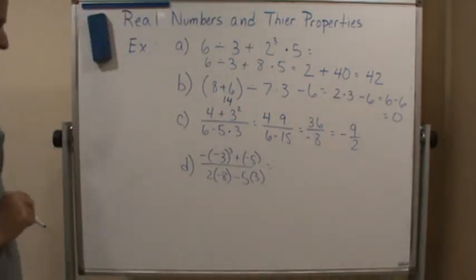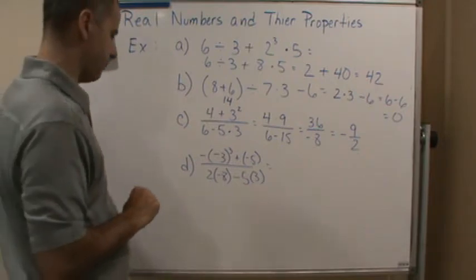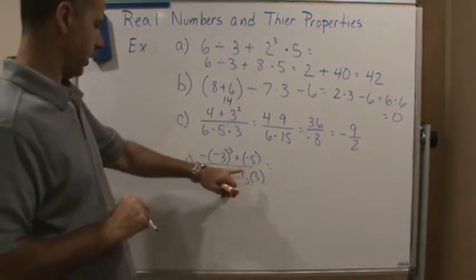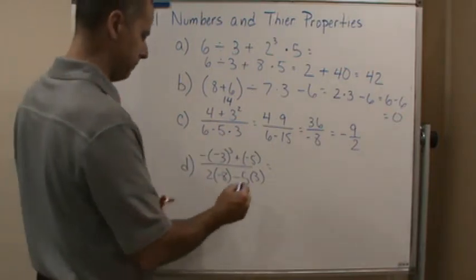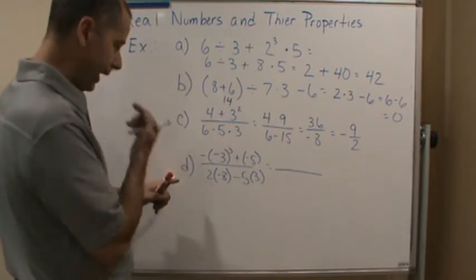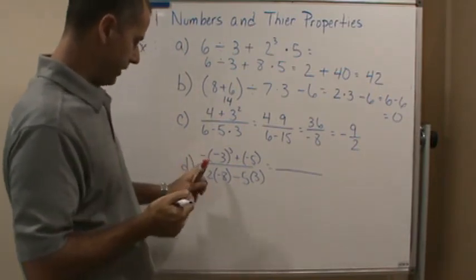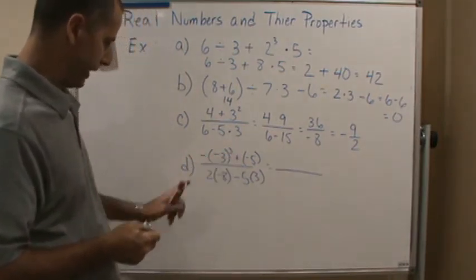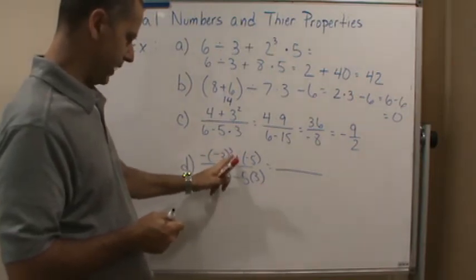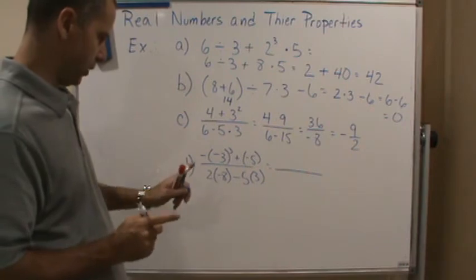Okay, now the next one. We've got a lot going on in the next one. We've got some negations, we've got exponents. Again, we've got the fractional bar, so we're going to do the top and the bottom separately. So let's do, again, what do we do first on the top? Exponents, right? We've got this negation out here, but remember the parentheses and the exponent, always do exponents first.